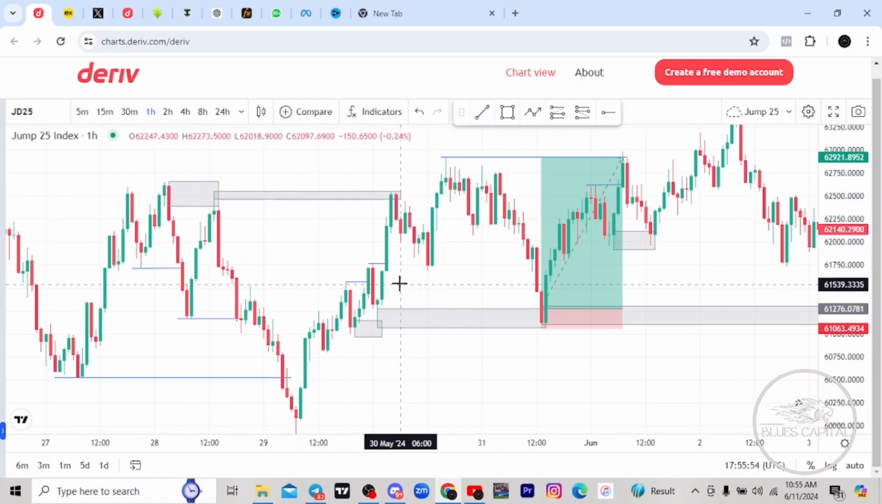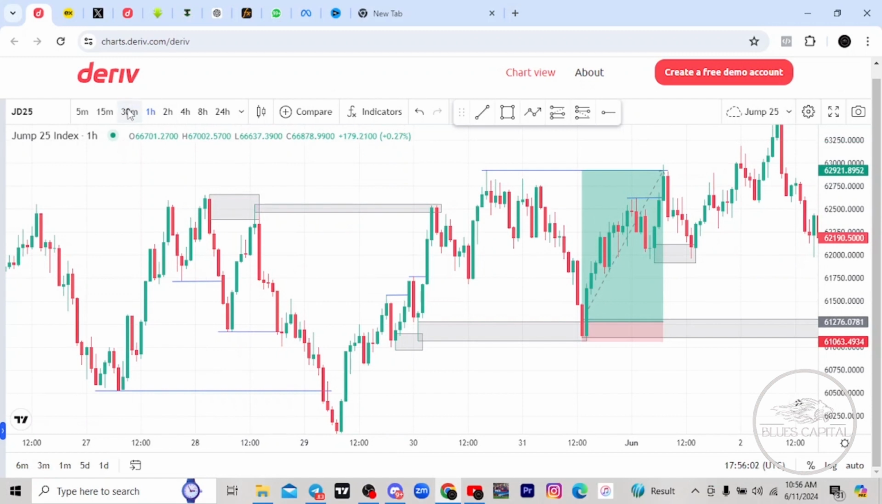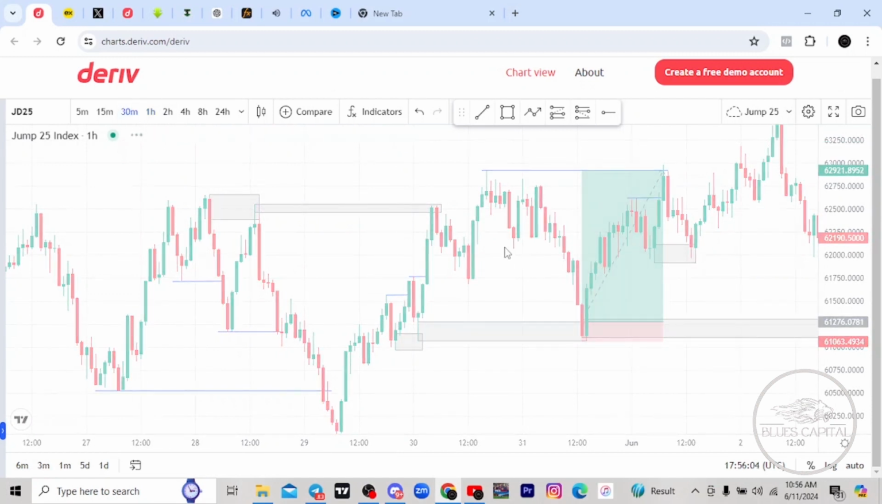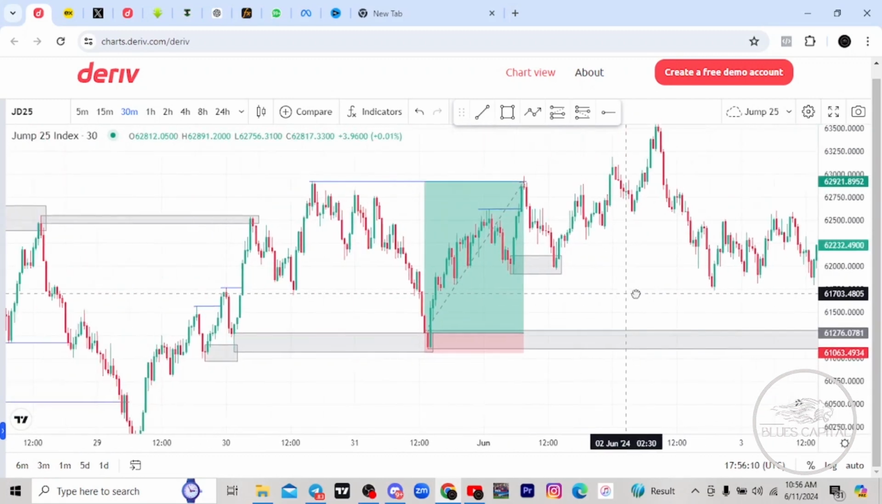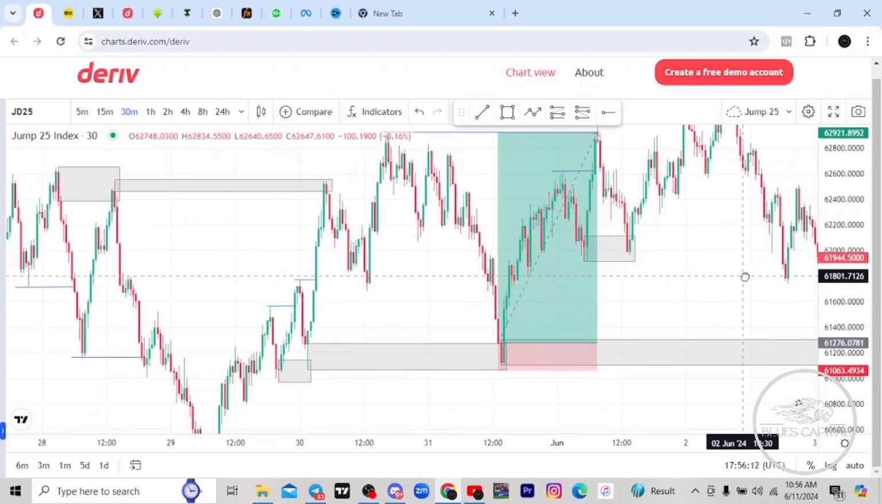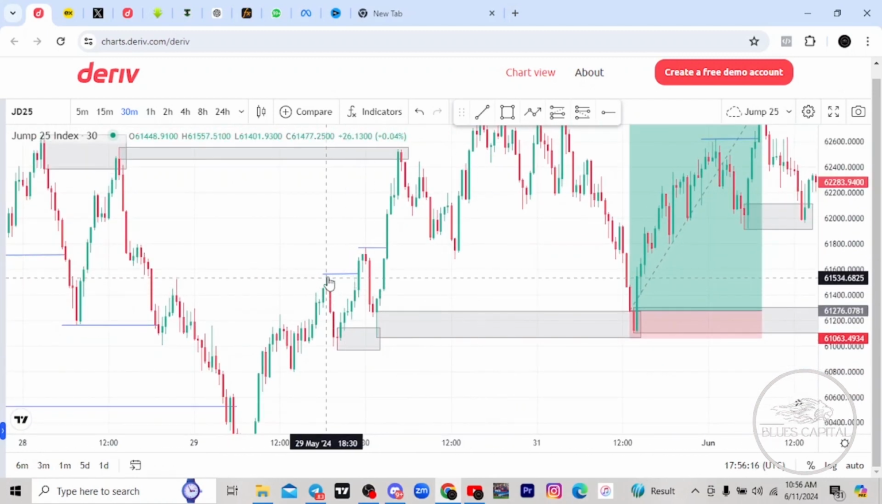So I moved down to the lower time frame. This is the 1 hour time frame. You can see the market took out these highs, these two previous highs. So moving down to 30 minutes. This is the 30 minutes time frame. This is where I got my demand zone. You can see the first demand zone.